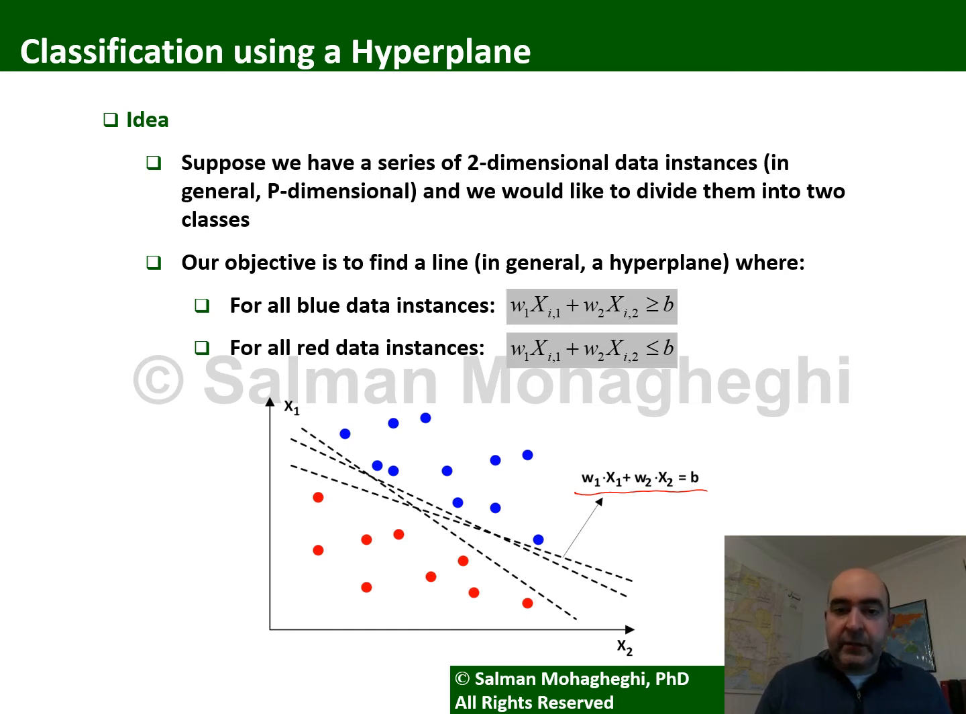Mathematically, we can say for all blue data instances, w1x1 + w2x2 would be greater than or equal to b, whereas for every data instance that belongs to class red, this relationship would be less than or equal to b.